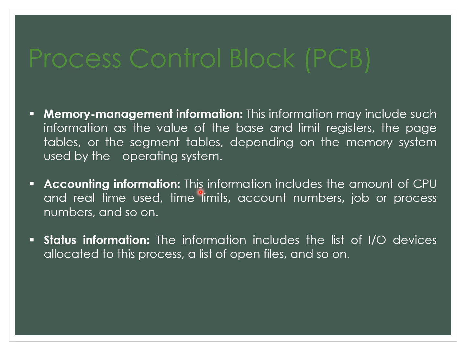Accounting information. This information includes the amount of CPU and real time used, time limits, account numbers, job or process numbers, and so on. Finally, the status information. The information includes the list of input-output devices allocated to this process, a list of open files, and so on.